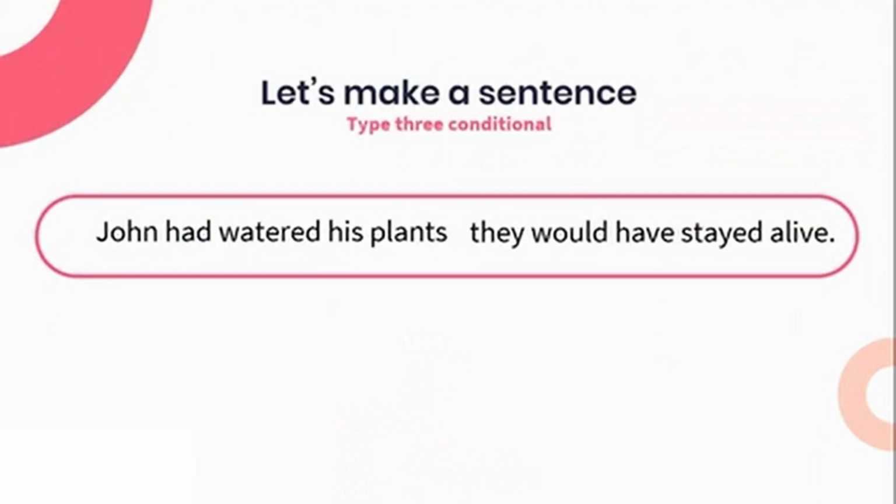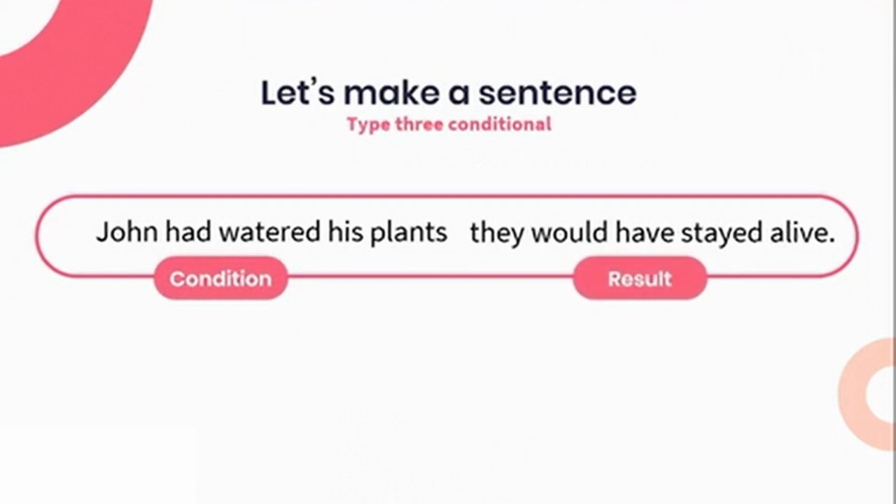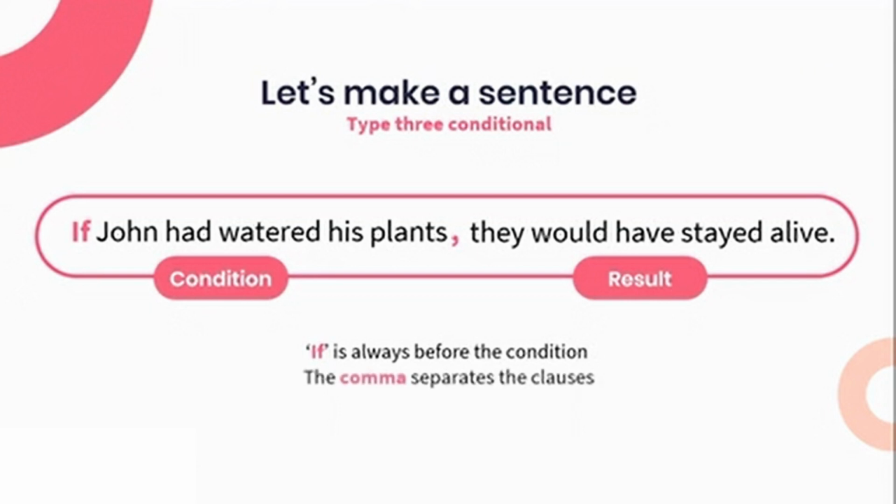So now let's go ahead and make the sentence. We've got the condition and the result. First we add if, and it goes before the condition. Then we add the comma, and that separates the clauses. Note that the condition is in past perfect tense and the result form is would plus the present perfect tense.